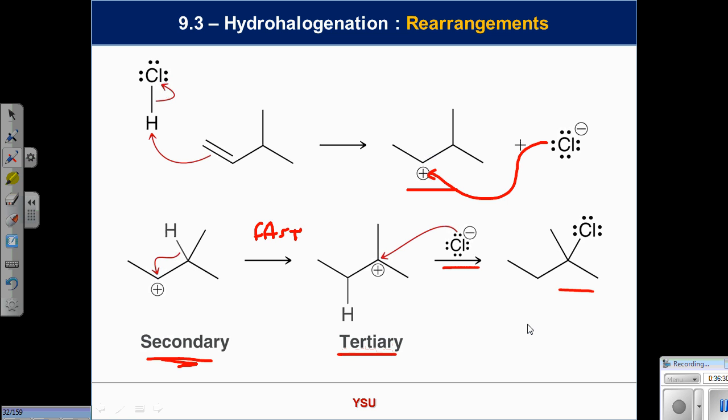Rearrangements are a problem with carbocations. They lead to reactions which aren't particularly reliable. They're not going to give you exactly maybe the products you expect. You just got to be on top of it to recognize when that happens. So you can get, of course, all sorts of things happening.